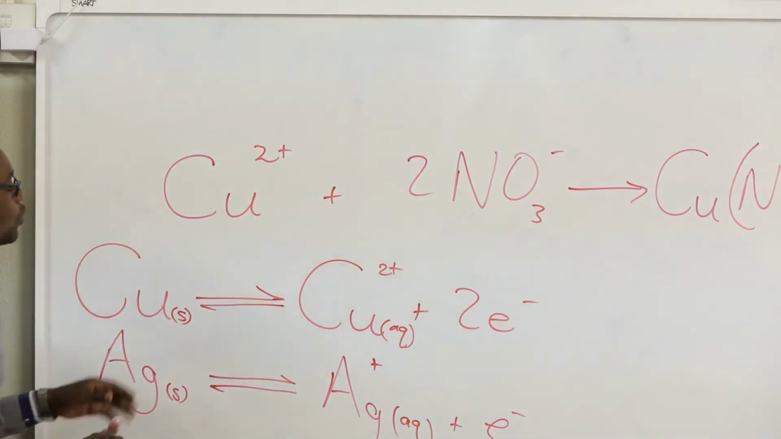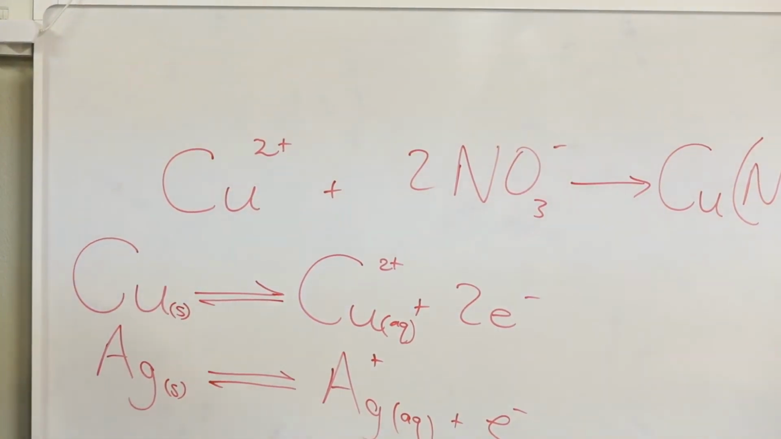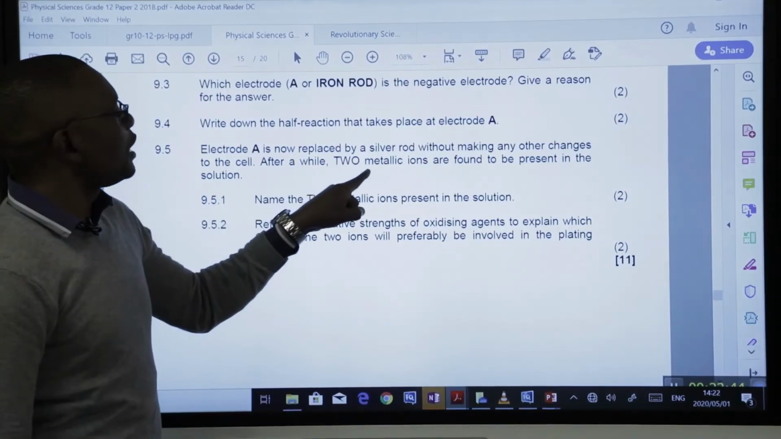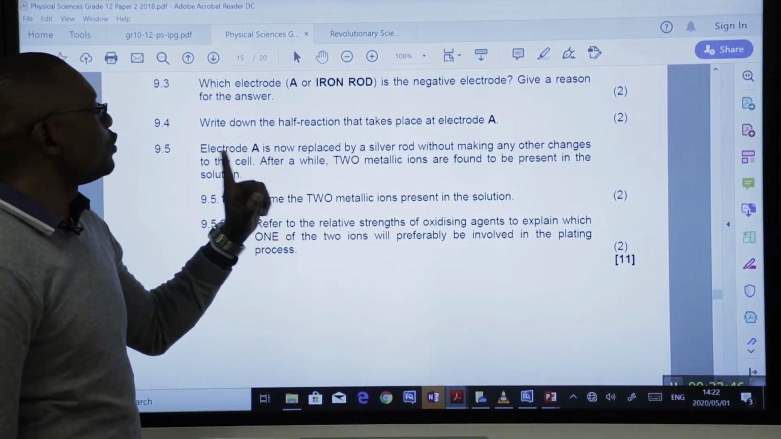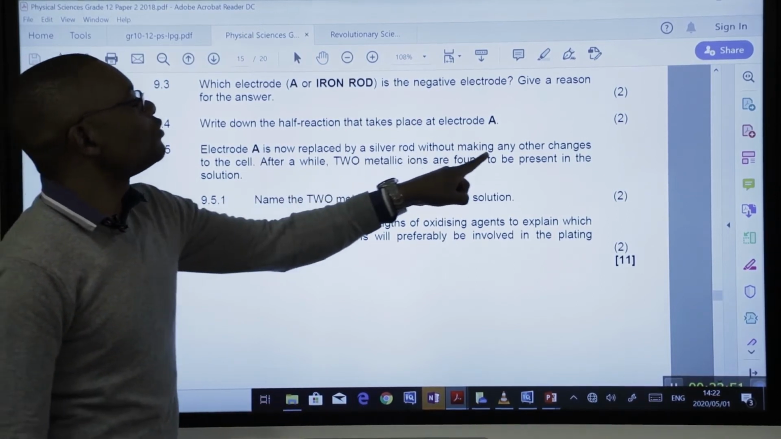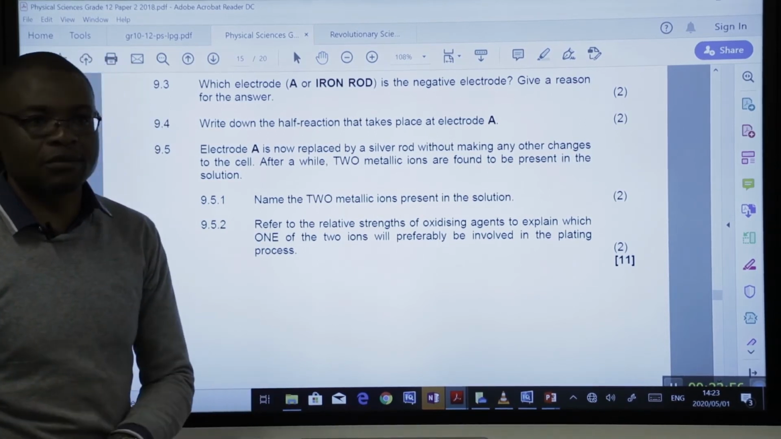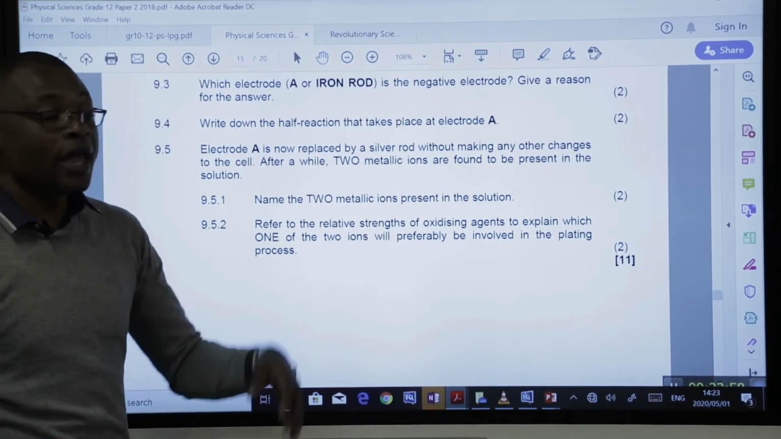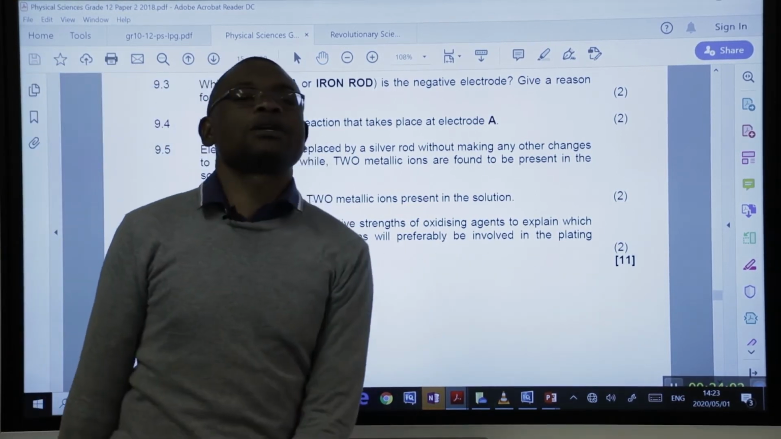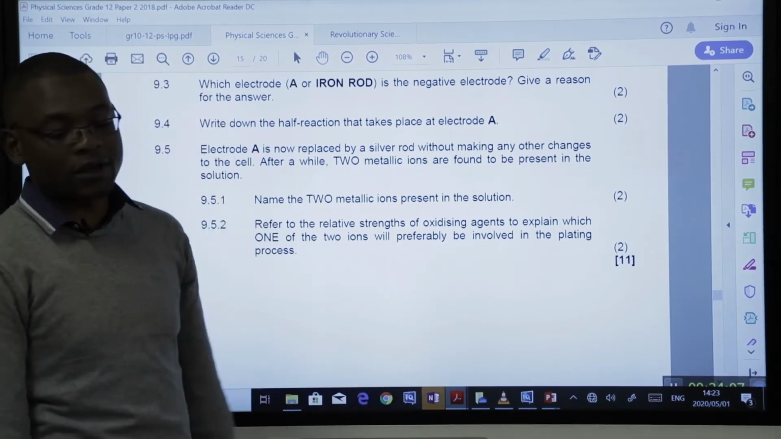So remember the instruction here says 2 metallic ions are found in the solution. Why? Because when we replace electrode A with a silver rod without making any other changes, our electrolyte still remains copper nitrate, where copper ions and nitrate ions will be there. But now we are bringing in the electrode as silver, and silver is going into solution to give us silver ions like that.